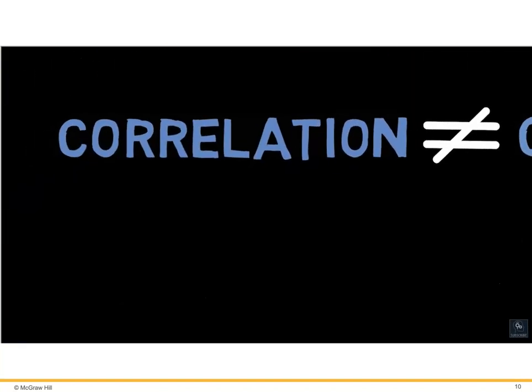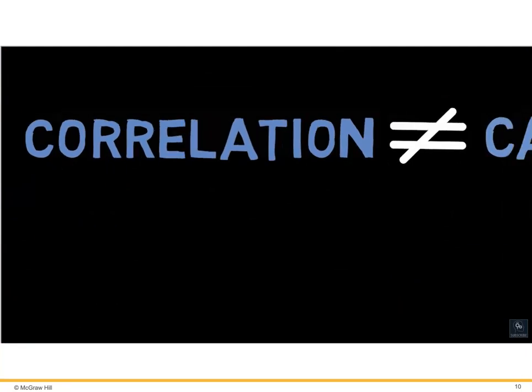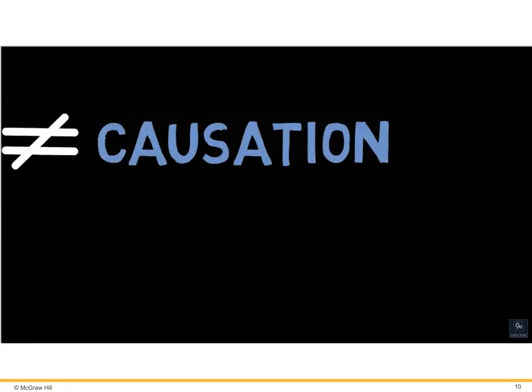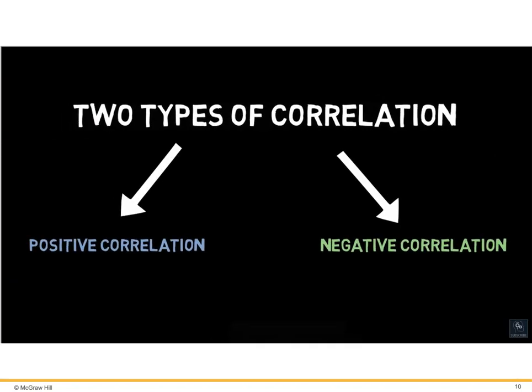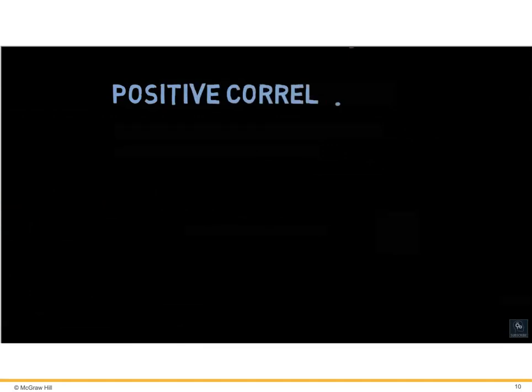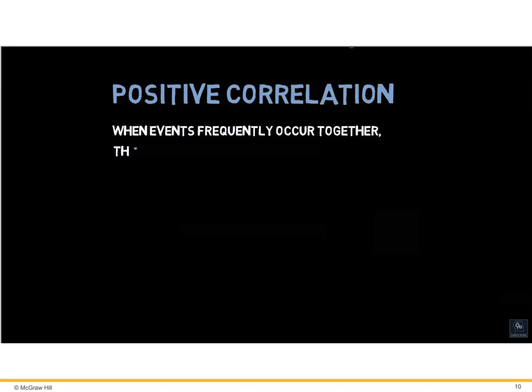Now that we can agree that these are cases of correlation without causation, we can discuss two types of correlation, positive and negative. In the next video, we'll discuss how these types of correlation specifically relate to different types of causation. But for now, let's just introduce them. When events frequently occur together, like in the examples above, they are positively correlated. If two events are positively correlated, then when one event is present, the other is often present as well.